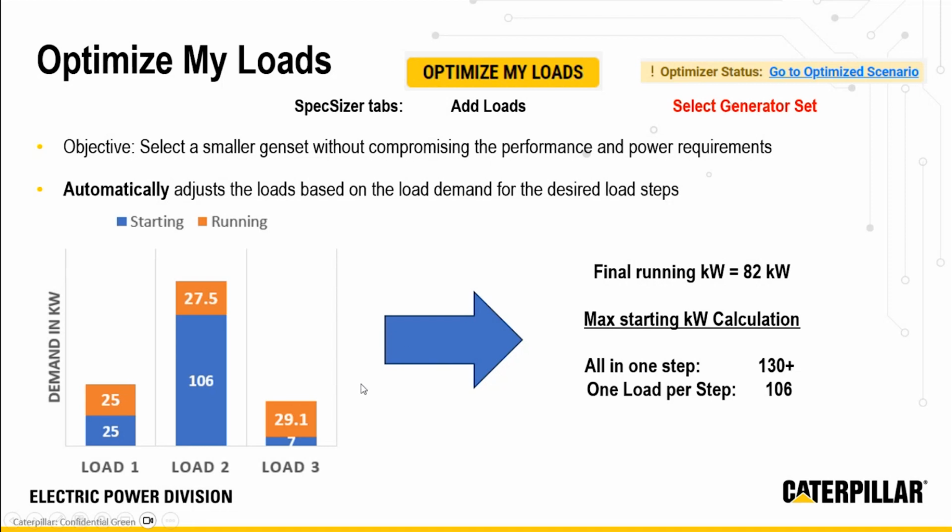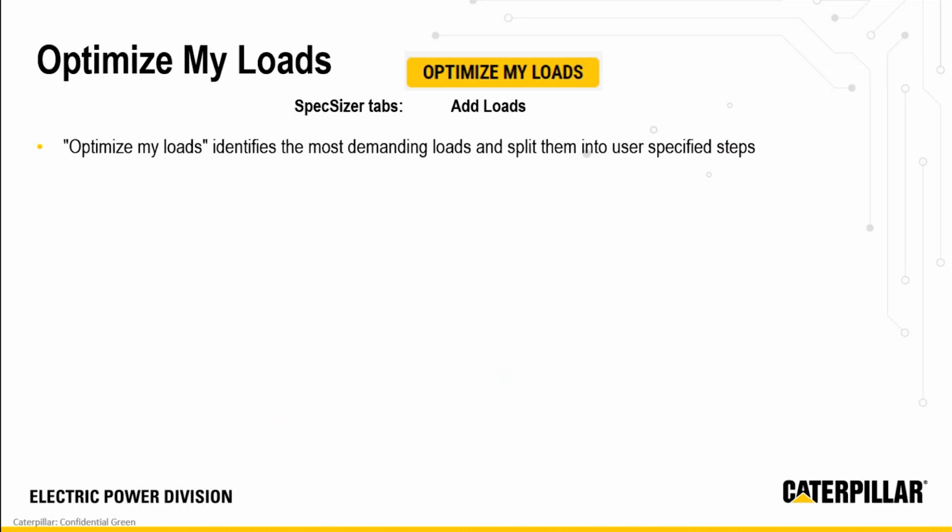But if we can resequence the loads and do 1 load per step, then your maximum starting demand will be 106, which is due to the second load, a motor with direct online. So then there is a possibility that a 125 kilowatt generator set can be offered for this project. Let us now look at how it is implemented in SpecSizer. Optimize My Loads identifies the most demanding loads and splits them into separate steps. And again, those steps are specified by you.